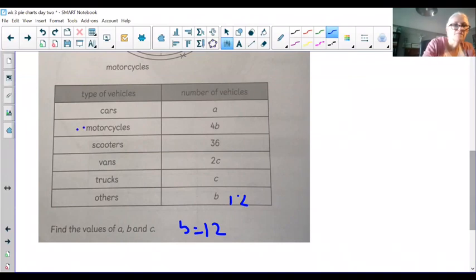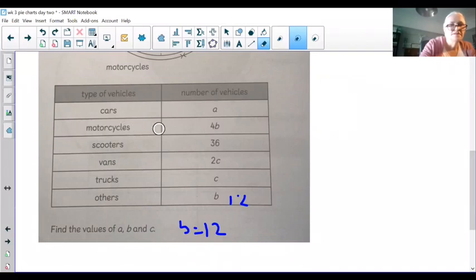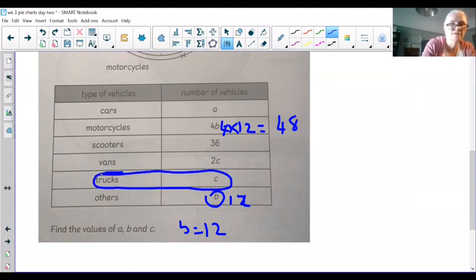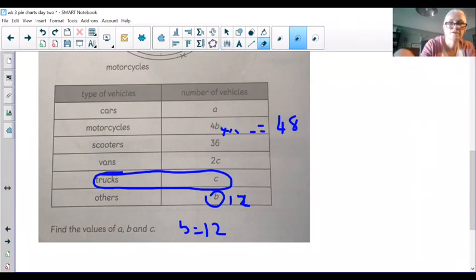There's this one here, motorcycle. Oops, I thought that was my rubber. I can say that motorcycles is 4 lots of B. Remember, when you have a letter and a number together, it means multiply them. So 4B is 4 times 12, because that was where your B is, and it's 12. So this one is 48. So motorcycles are 48. Now, there are no other ones there that use B, but I can probably work out what C is here. Okay, I'm just going to rub that out.